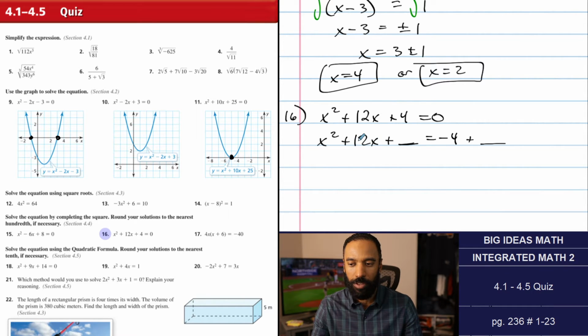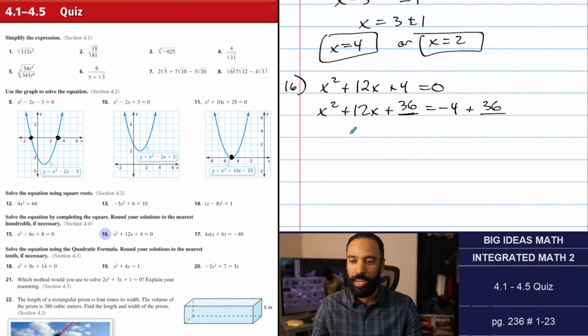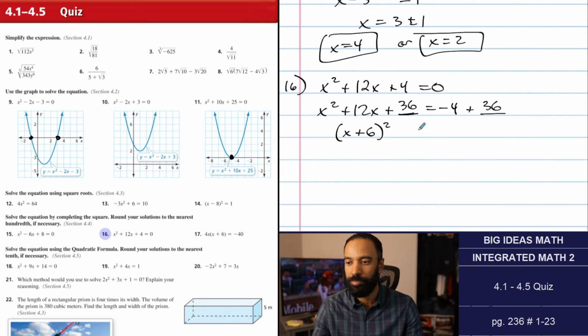We're going to take 12, divide it by 2, we get 6. Square that, we get 36. Boom, perfect square trinomial. Add 36 to this side, add 36 to that side. We found that number that factors down and pairs down to x plus 6 quantity squared. 6 times 6 is 36, 6 plus 6 is 12. And negative 4 plus 36 is 32.